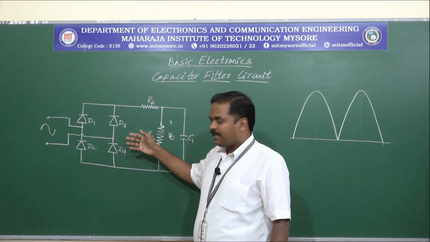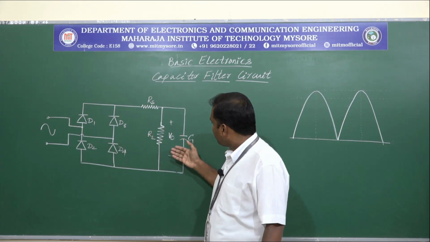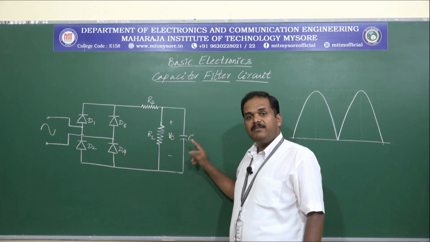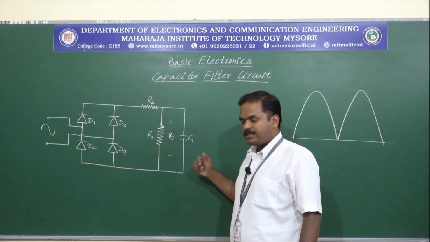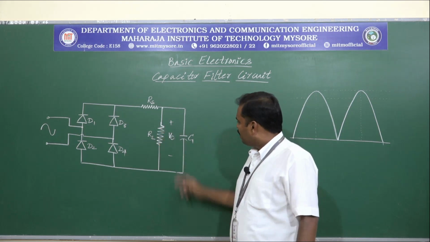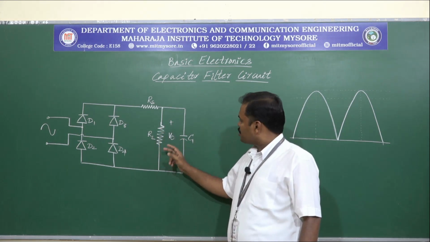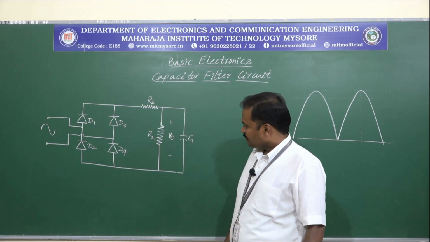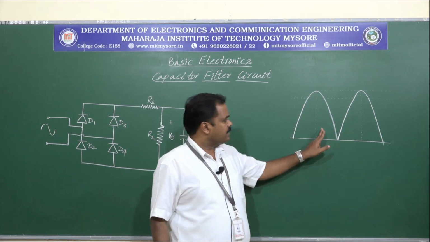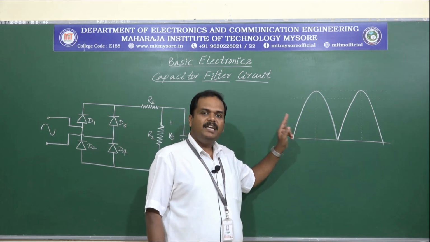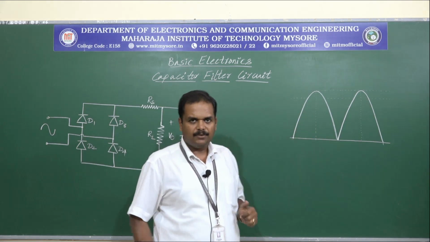And the pulsating DC will be fed as input to this capacitor. So this capacitor C will be working as the filter circuit, which is connected across this load resistance RL. In fact, we can interchange the positions because these two are connected in shunt paths. And now here you can see the pulsating DC, which is fed as input for the filtering circuit.